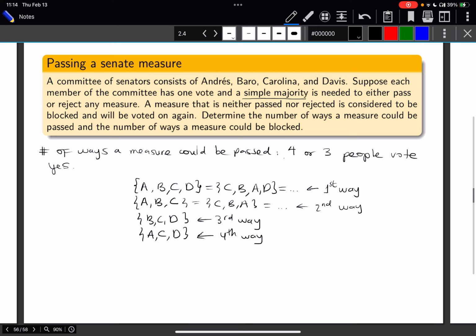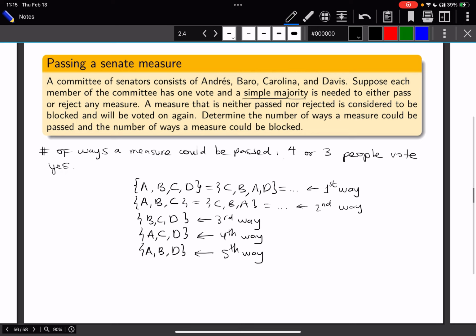And then I think that's all the combinations we have. We're probably missing one of them. Let's see, we have Andres, Varo, Carolina, Varo, Carolina, Davis, Andres, Carolina, Davis. I think we're missing the one in which Carolina is not there. So Andres, Varo, and Davis. There you go. And there we have a fifth way in which the outcome is that the measure passes.